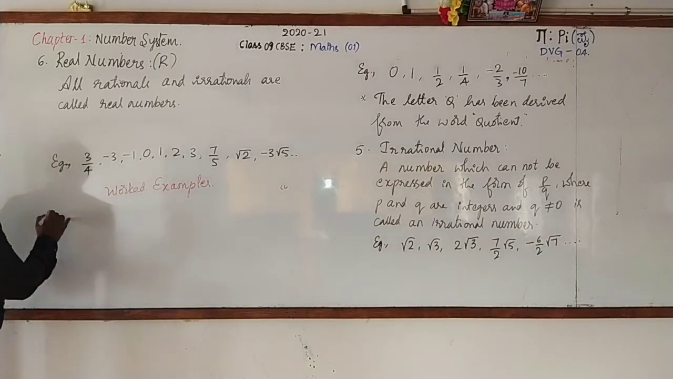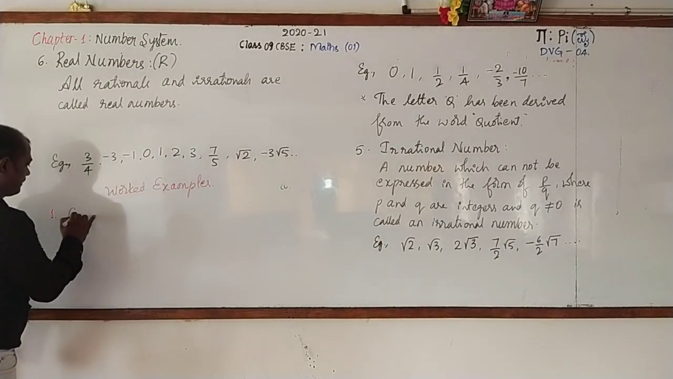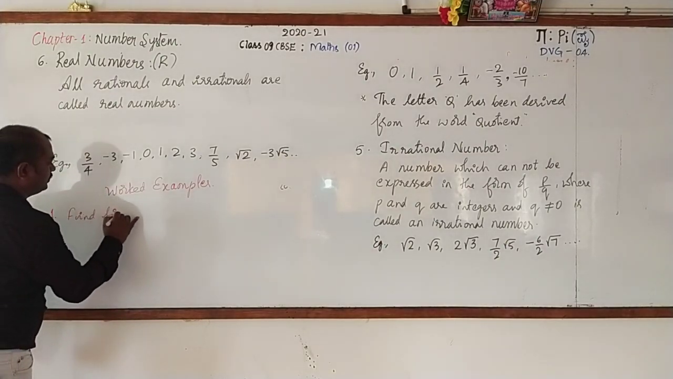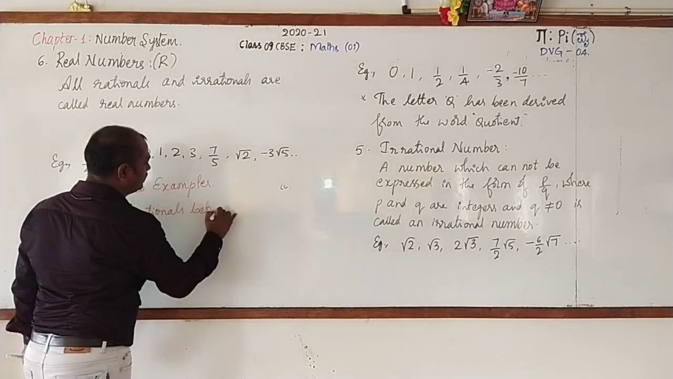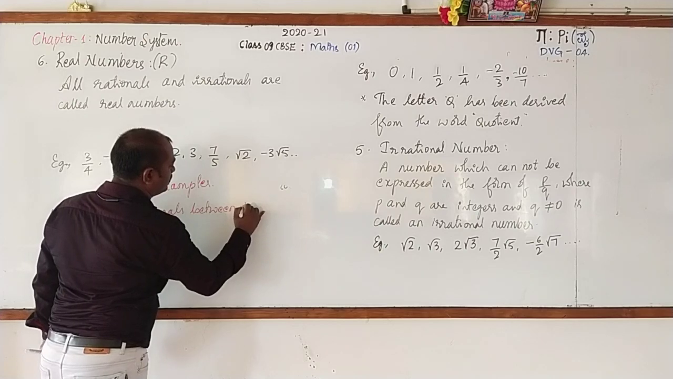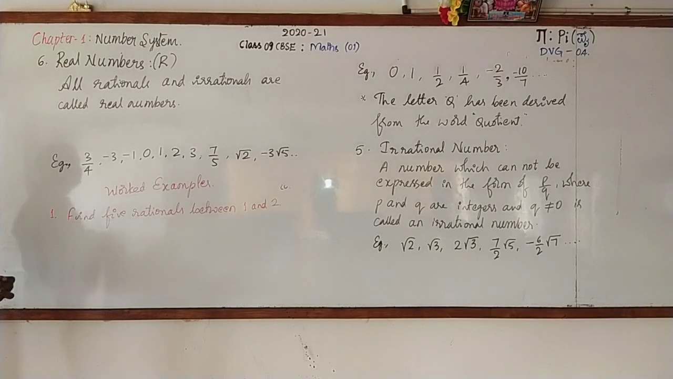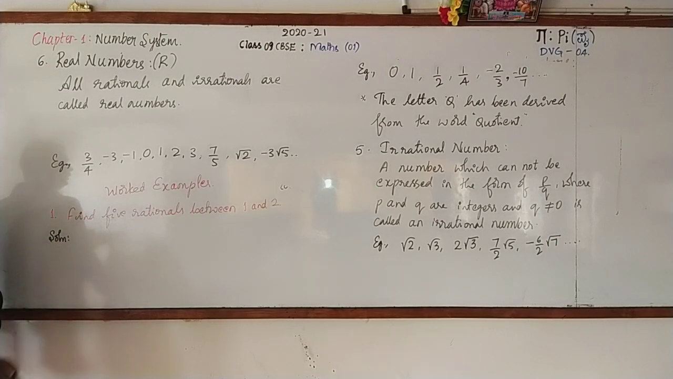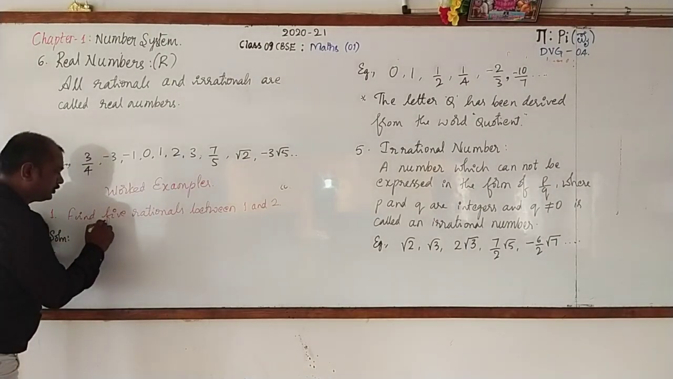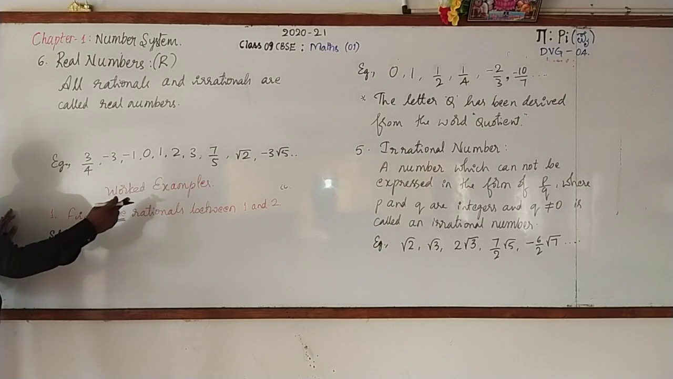Right, first one. Find rationals between 1 and 2. Let me teach you how to find that. Stop writing and observe the board. Here we are going to find 5 rational numbers. There is a method: if you want to find 5, go for adding 1 to that.